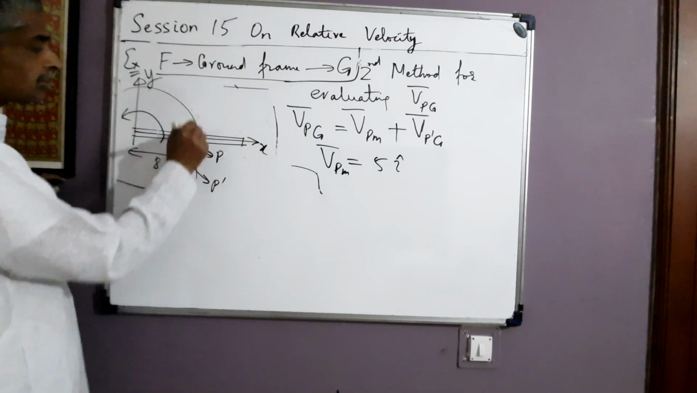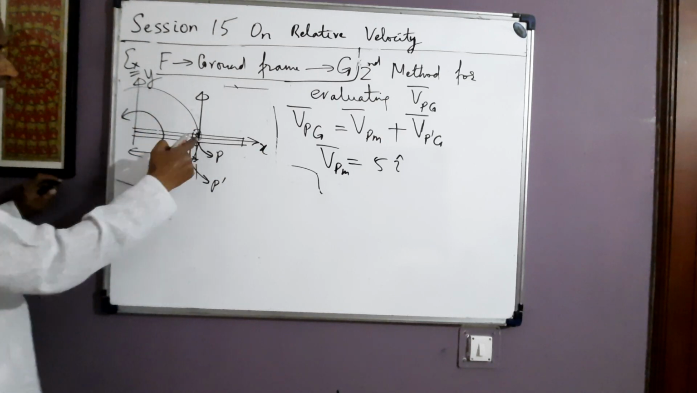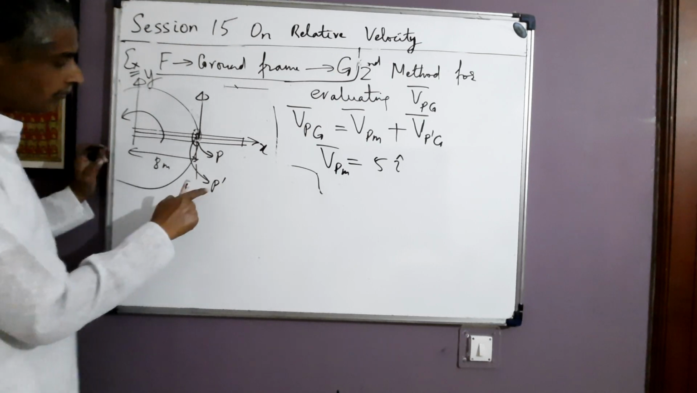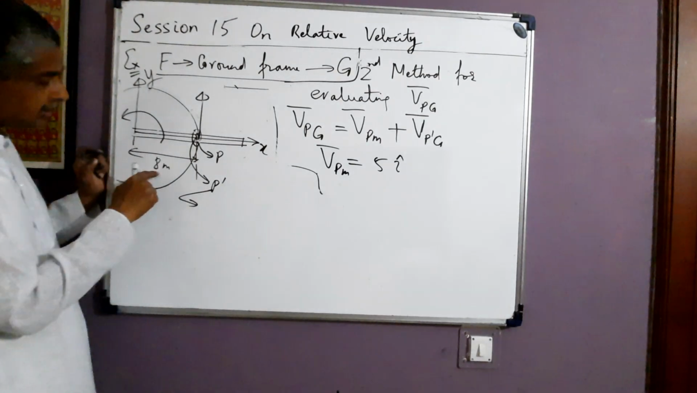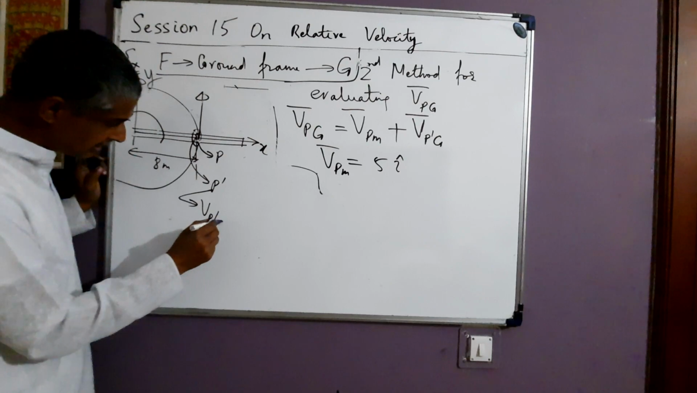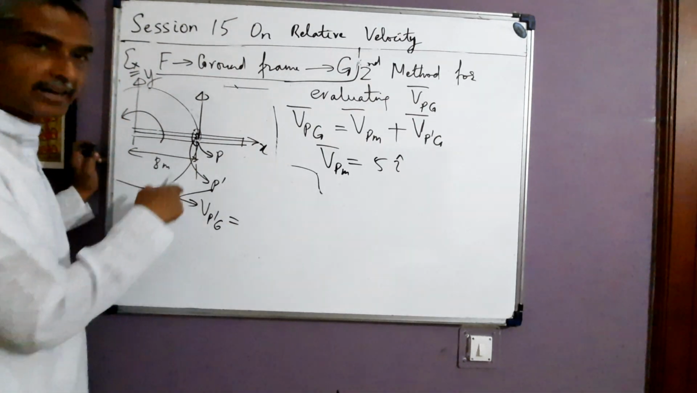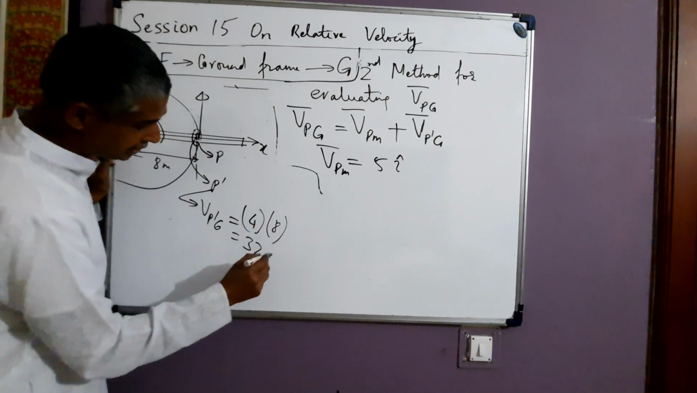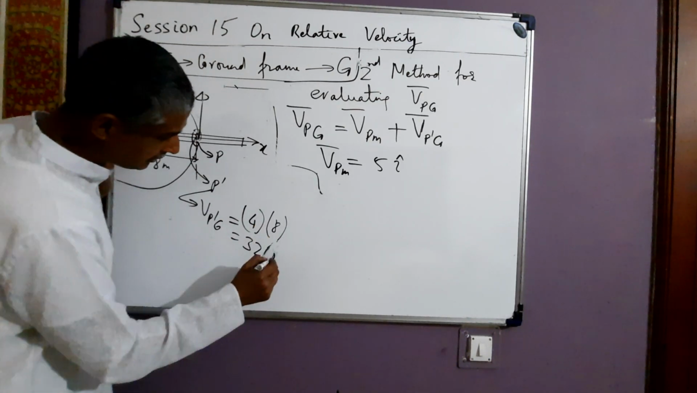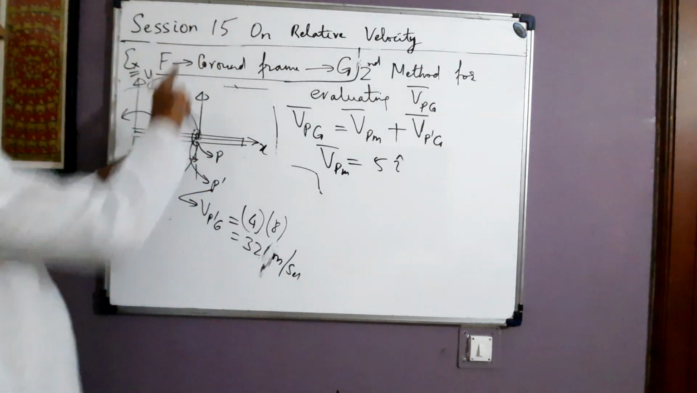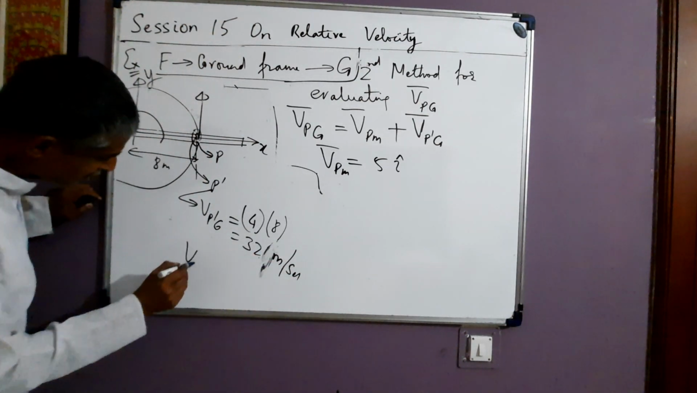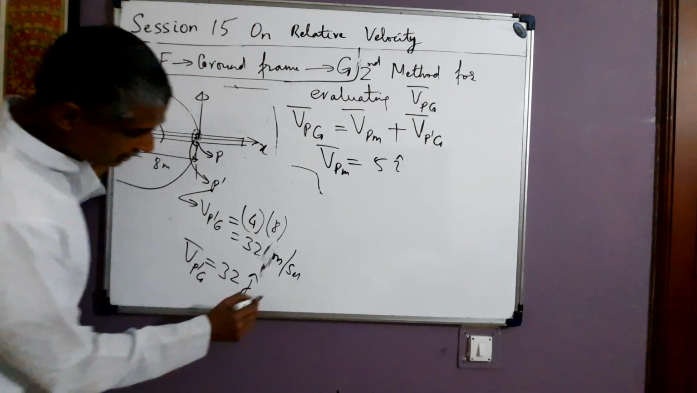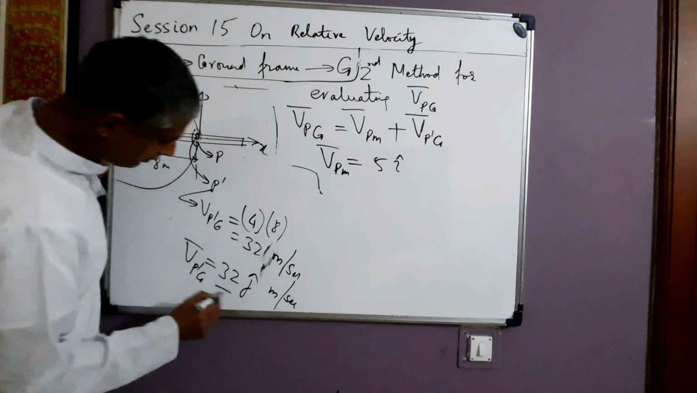So the velocity of P dash will be in the positive y direction, tangent to the circle at this point, and the magnitude of VP dash G will be omega into radius. Omega is 4, radius is 8, so that is 32 meter per second, along positive y direction, that is along j hat. So VP dash G is written as 32 j hat meter per second.